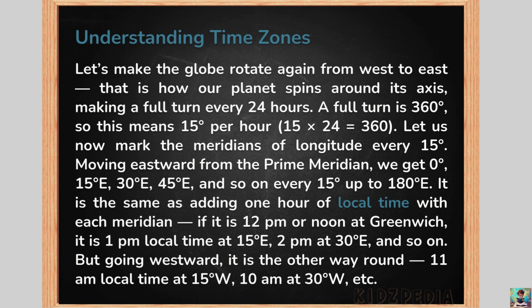It is the same as adding 1 hour of local time with each meridian. If it is 12 p.m. or noon at Greenwich, it is 1 p.m. local time at 15 degrees east, 2 p.m. at 30 degrees east, and so on. But going westward, it is the other way round. 11 a.m. local time at 15 degrees west, 10 a.m. at 30 degrees west, etc.